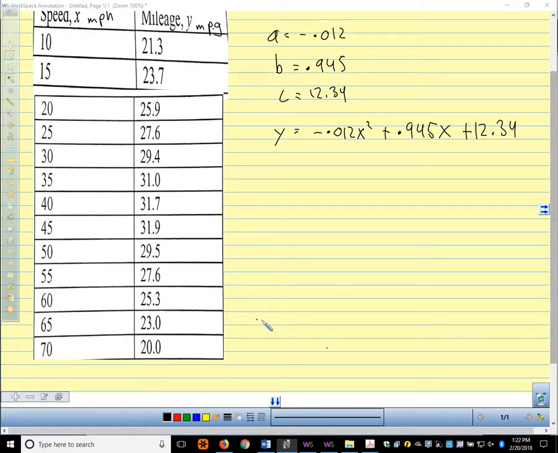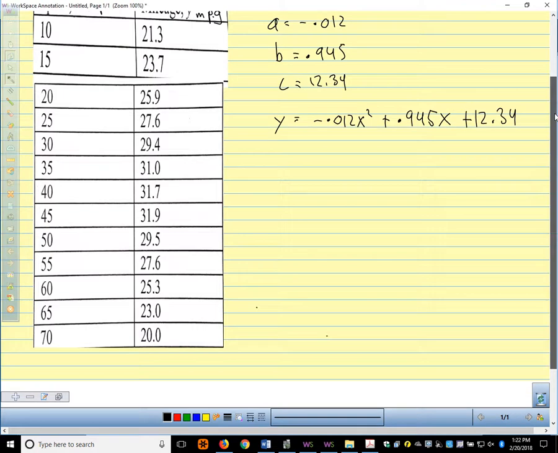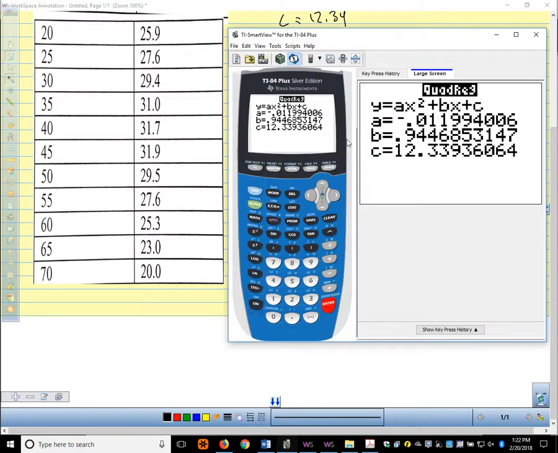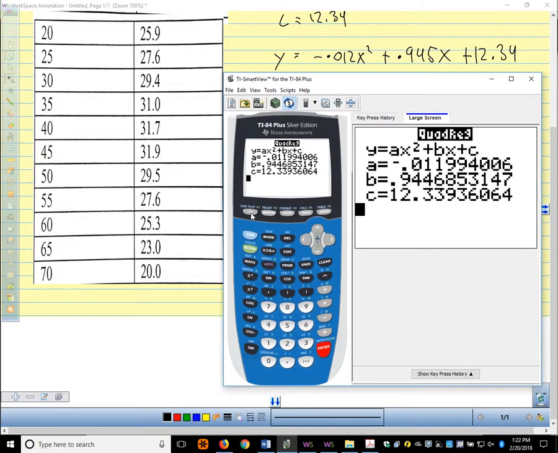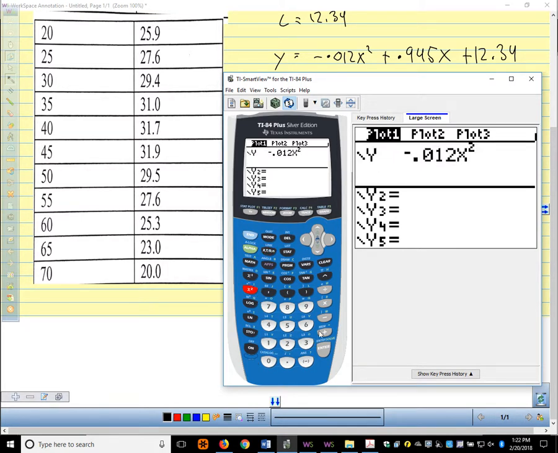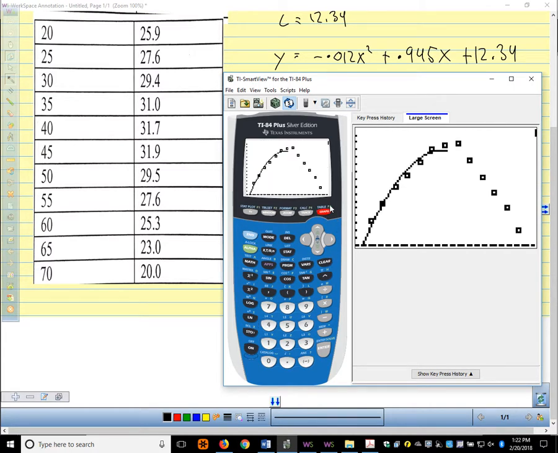All right, so now I'm going to go into my calculator and plug this equation into the y equals. So there's my calculator. I'm going to go here to y equals, and I'm going to put that in there. And make sure you put negative 0.012, otherwise it won't come out correct. X squared plus 0.945x plus 12.34. And now I'm going to graph that, and it should show up right on top of my data.